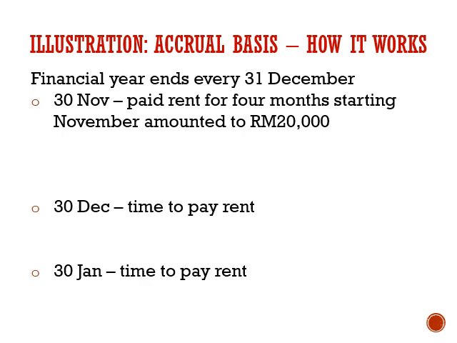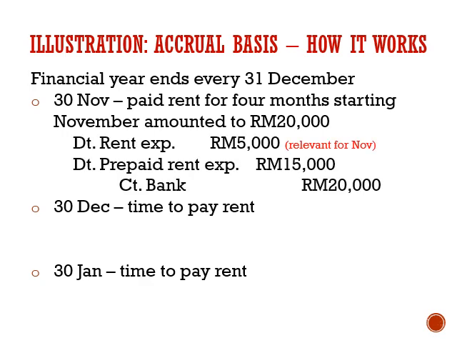Let's work on the first transaction. On 30th November, the entity paid rent for 4 months, so that goes beyond the current financial year end. As at that date, the entity paid 20,000 for rent for 4 months, including the current month of November. So the amount that shall be recognized as rent as at that date is only 5,000, being the rent for November. The rest of the amount shall be recognized as prepaid rent.